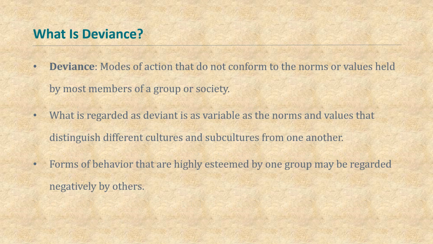What is deviance? Deviance consists of modes of action that do not conform to the norms or values held by most members of a community or society. What is regarded as deviant is as variable as the norms and values that distinguish different cultures and subcultures from one another. Forms of behavior that are highly esteemed by one group may be regarded negatively by others.